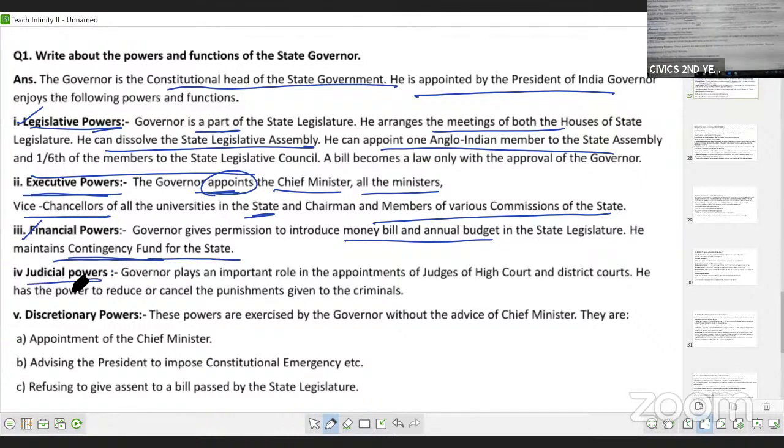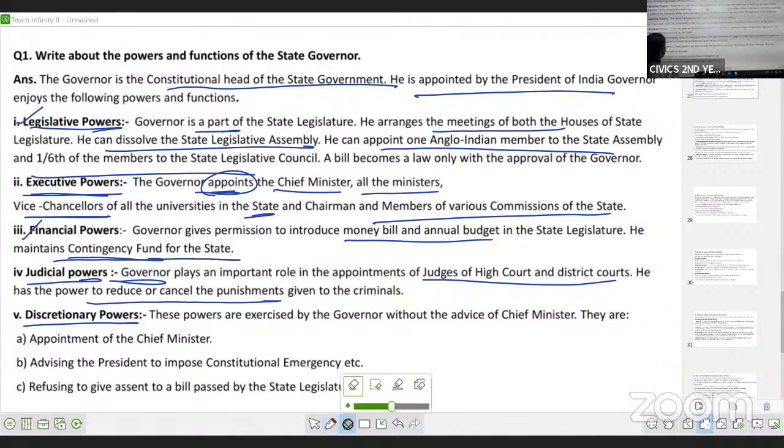The next is judicial power. The judges of High Court are appointed by the president, but the governor is consulted while appointing the judges of the High Court and the District Court. And the governor has the power to reduce or cancel the punishments of the criminals. Then comes the discretionary powers. We have discussed this discretionary powers of governor for 2 marks.